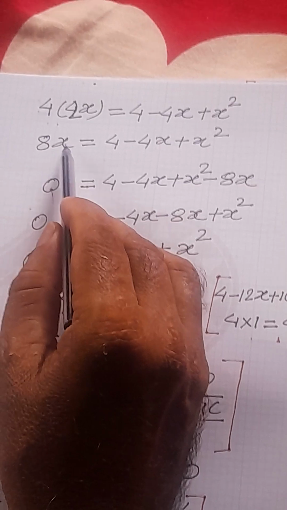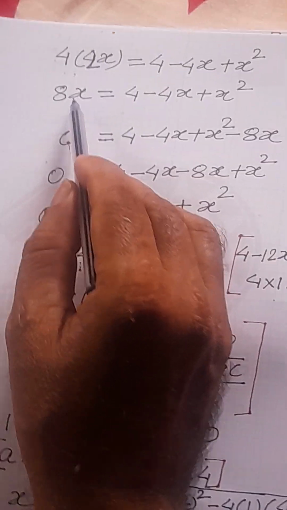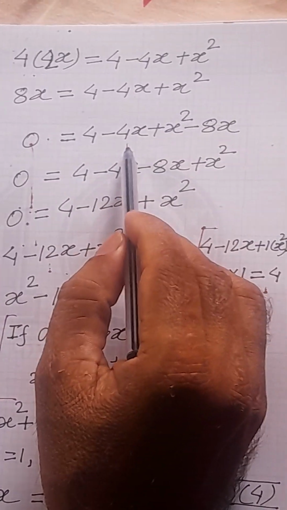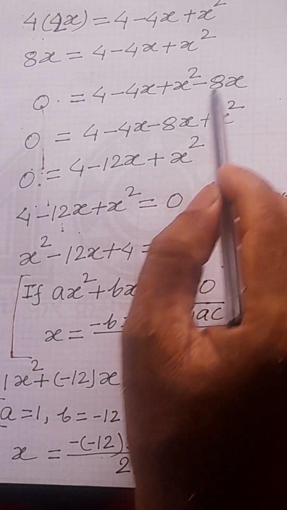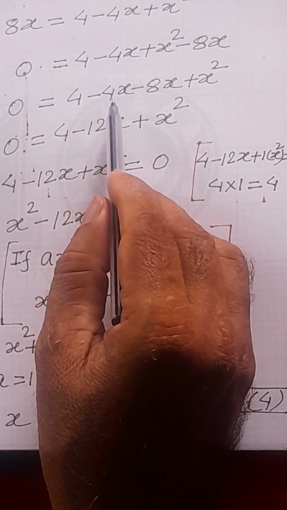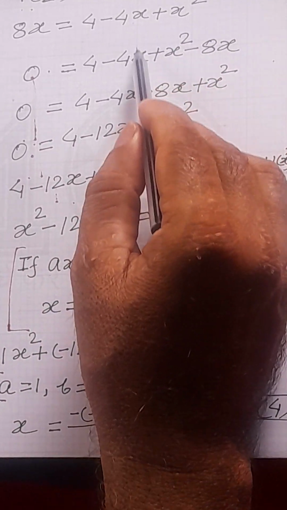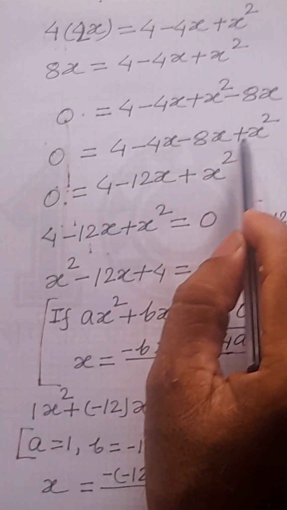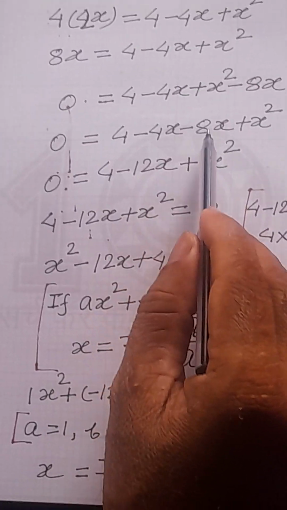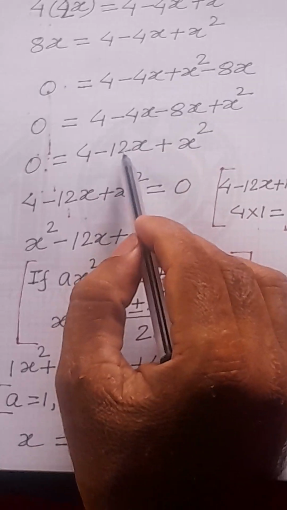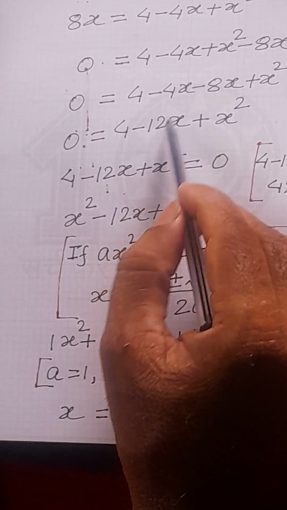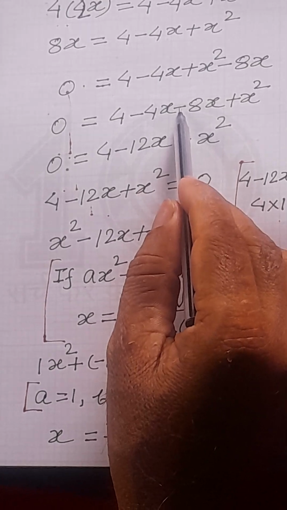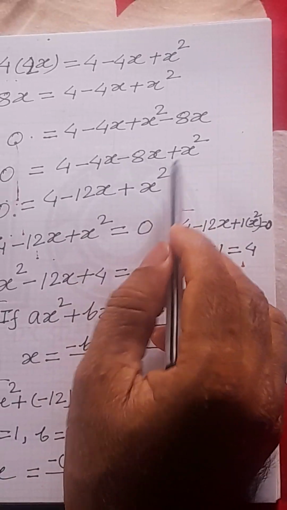So it becomes, if there is no term, what is left? 0 equal to 4 minus 4x plus x square, this plus 8x minus 8x. Now 4 minus 4x minus 8x comes here, same terms: minus 4x minus 8x plus x square. Both are the same sign, that's why these two are added. The sign would be the sign which is written: minus 4x minus 8x is minus 12x, plus x square.